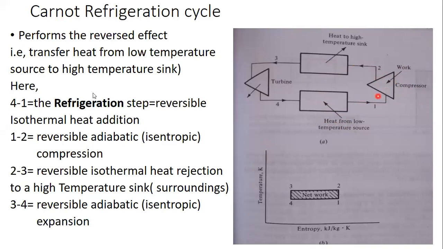So 1 to 2 is normally the reversible adiabatic compression. And 4 to 1 is the refrigeration step.